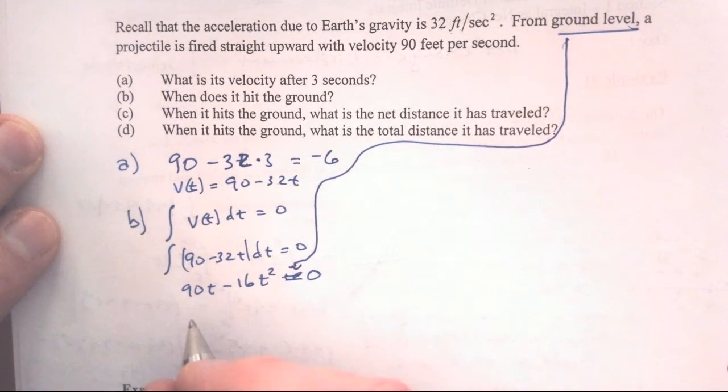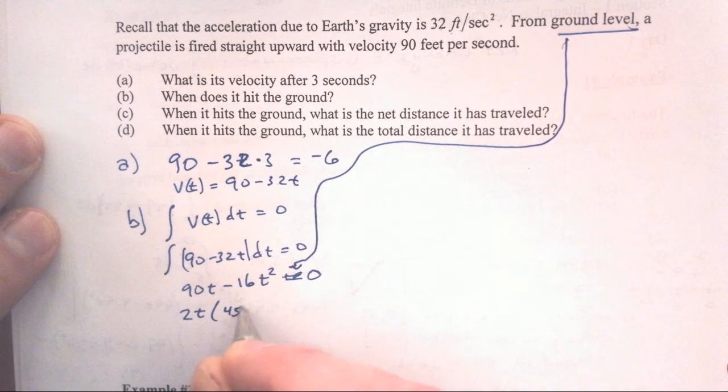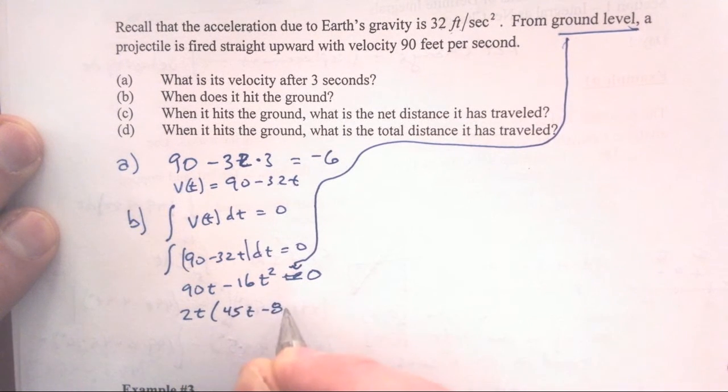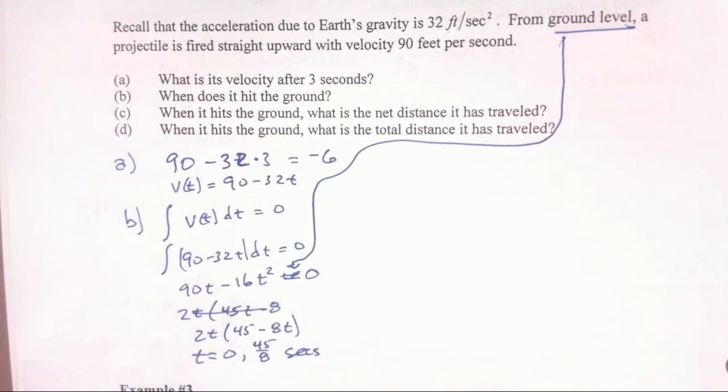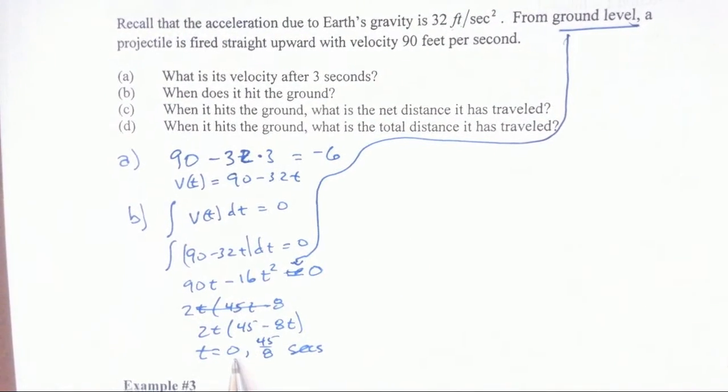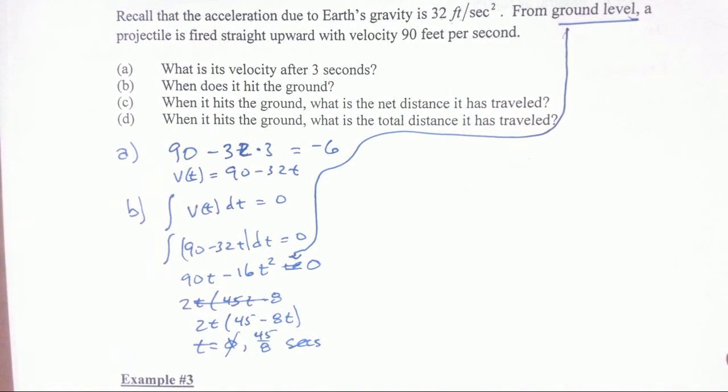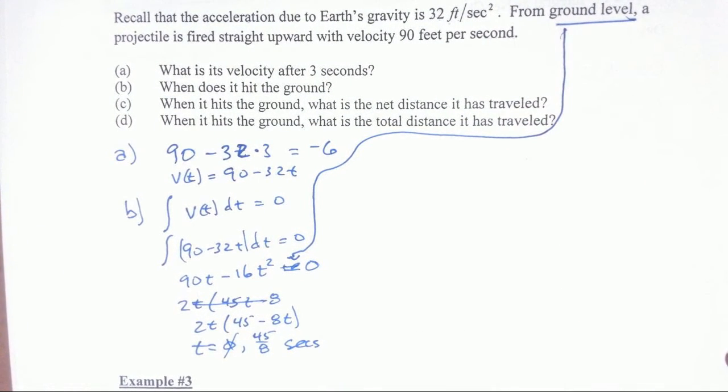So let's see, if I factor out, let's factor out, I guess just a 2t. I get 2t times 45 minus 8t. Excuse me, I get t equals 0, and t equals 45 eighths seconds. Well, when does it hit the ground? Well, it started on the ground here. It hits the ground at 45 eighths seconds.